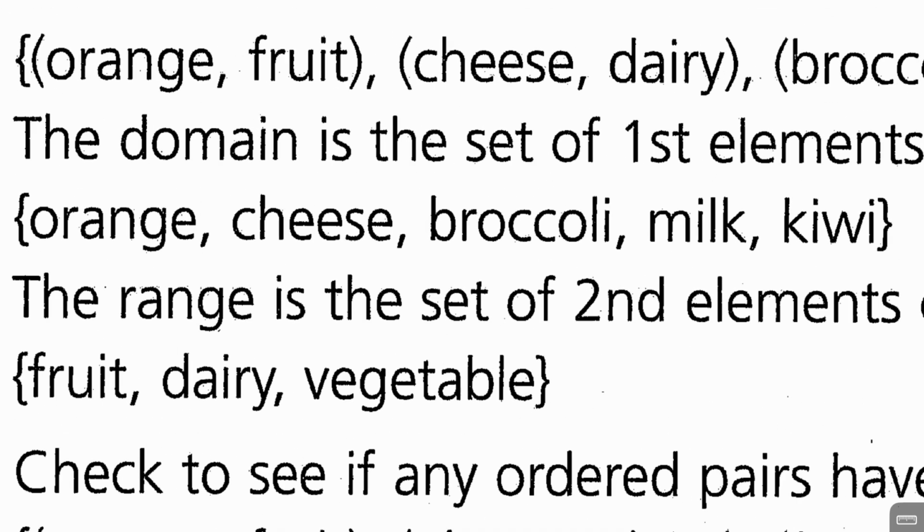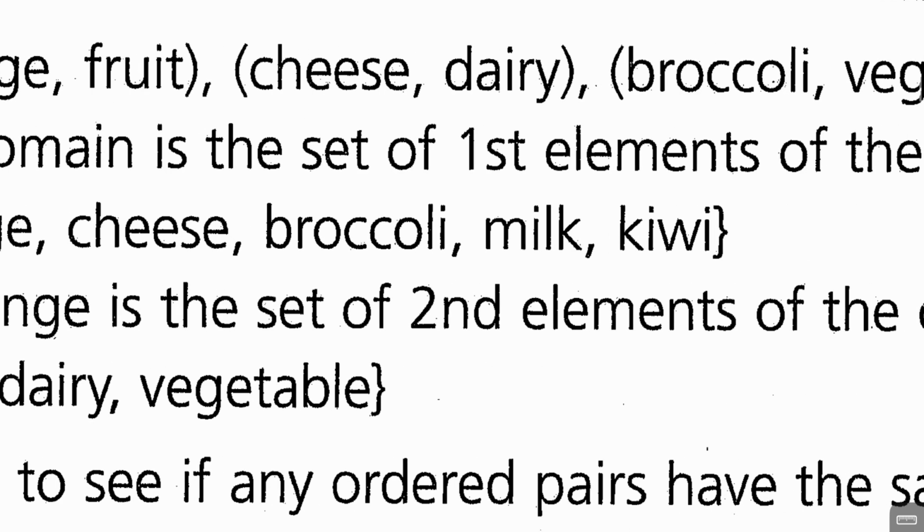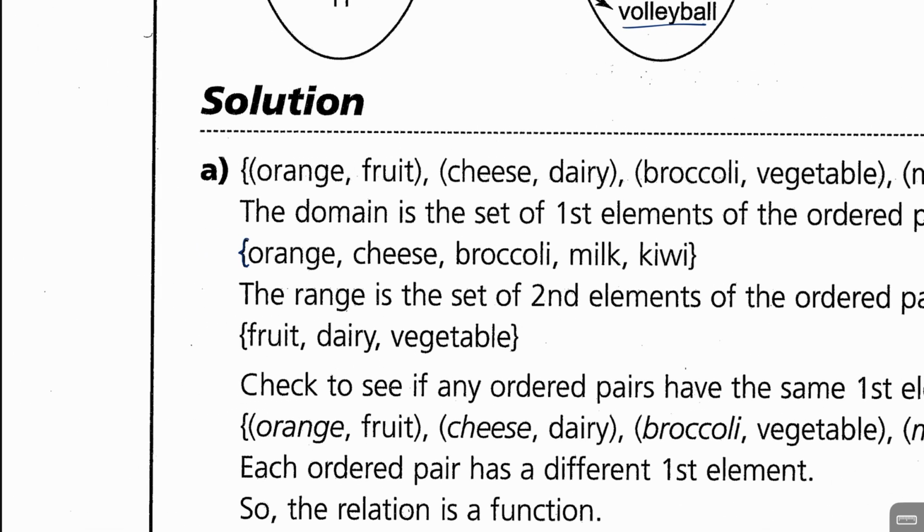So this is how you are supposed to write the domain. You have to use this bracket, list the elements separated by commas: orange, cheese, broccoli, milk, kiwi. And remember, if any terms are repeated, you don't need to repeat them when you're writing the domain and range.